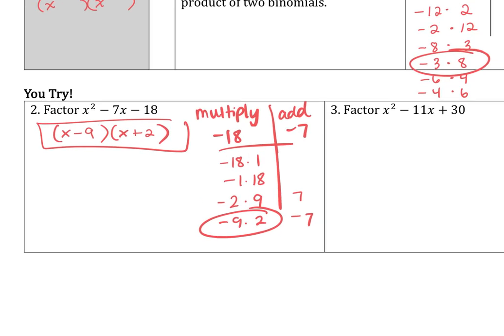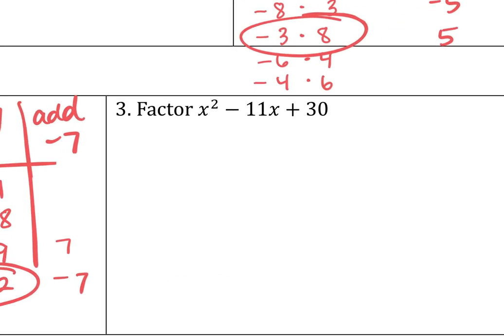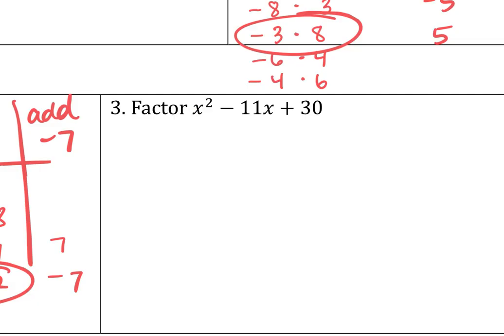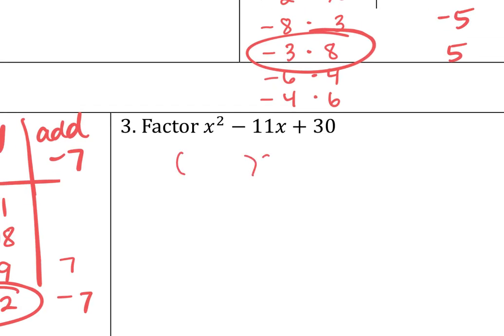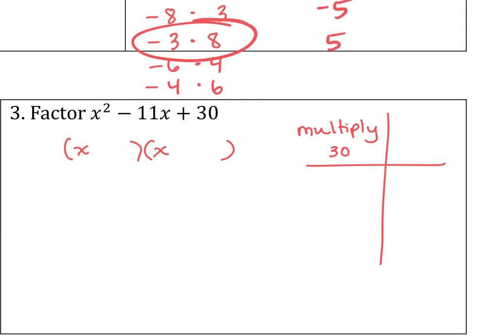All right, last one of the easy ones. We've got x squared minus 11x plus 30. So again, when the leading coefficient is 1, we know that it's going to factor down to just 1x times 1x, because that's the only way we can get to x squared. But what we don't know are what are our two integers that make up the rest of the binomial. So what we're doing is looking for what multiplies to 30 but adds to negative 11.